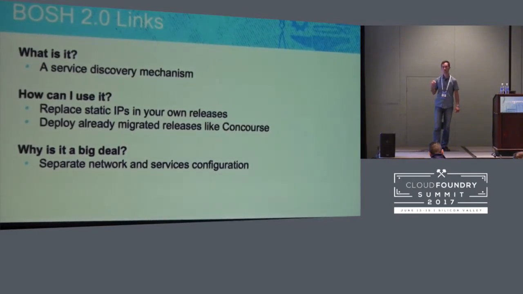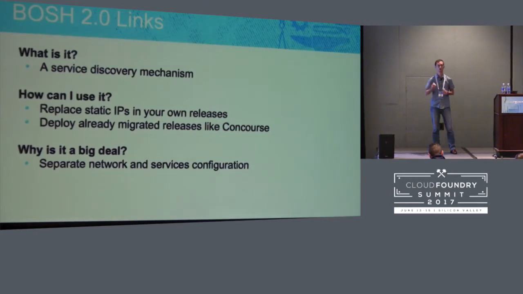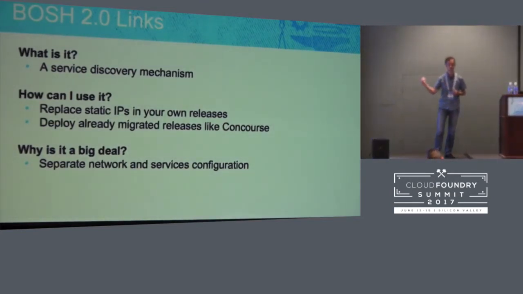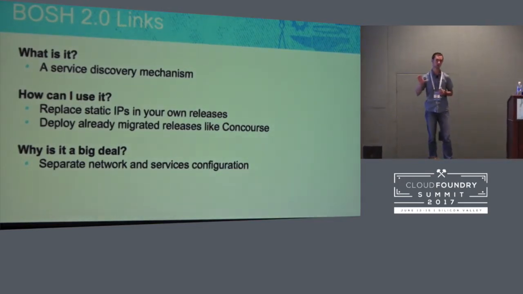If you have IPs in your manifests, you can't truly separate a networking configuration from the system, and you can't truly use cloud config. With BOSH links, you can reference one job from another in the manifest, and then BOSH does all the work of making these jobs speak to each other. So it is a static service discovery mechanism.